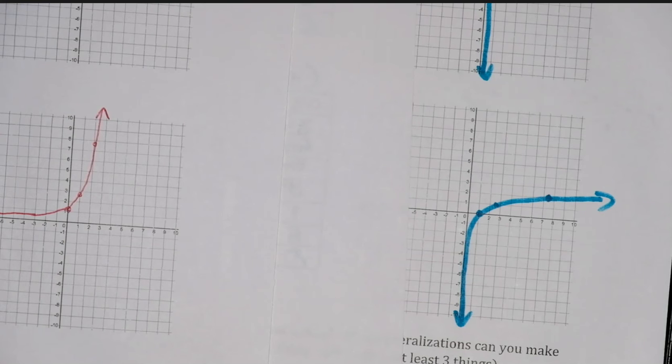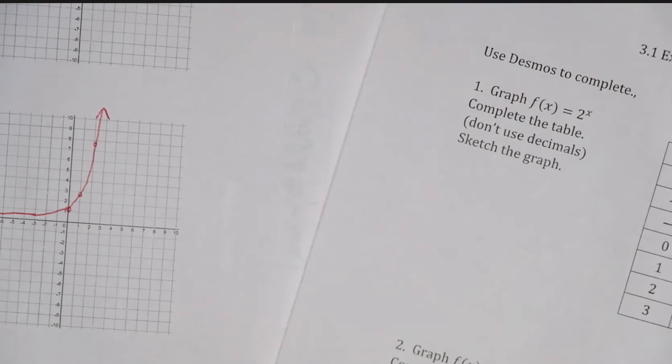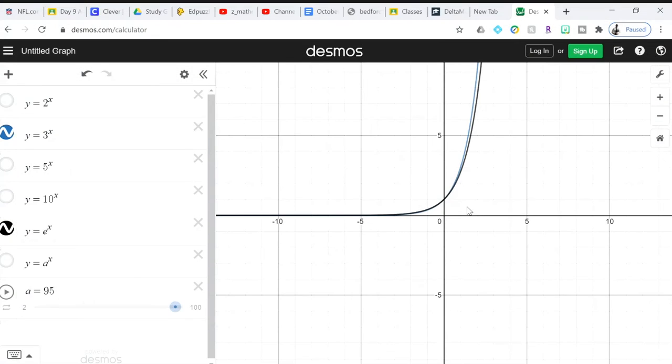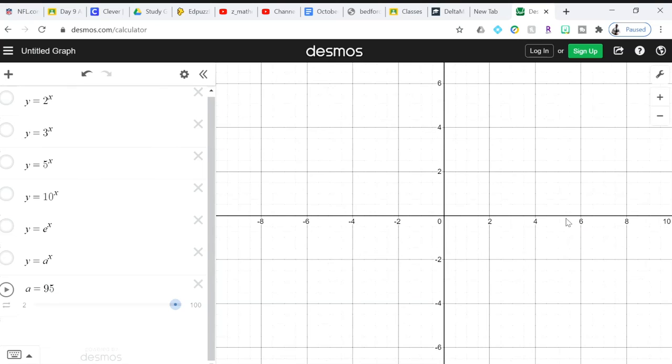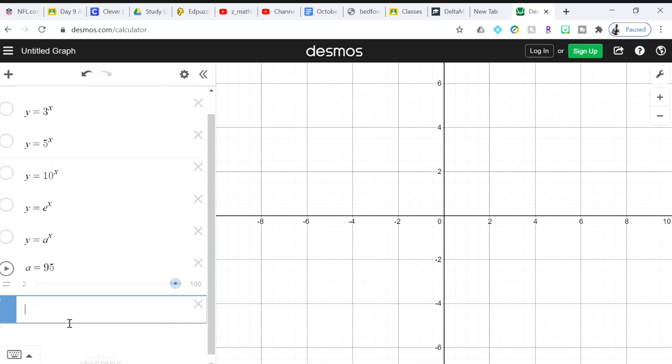Now I want you to take a moment and graph these in Desmos. So let's switch over to Desmos. This is from the last video when we went through and we graphed exponential functions. This time, let's take it back to a normal zoom here, and I want to try to graph the inverses to these. So we're going to start with log base 2. Let's see how we can do that in Desmos.